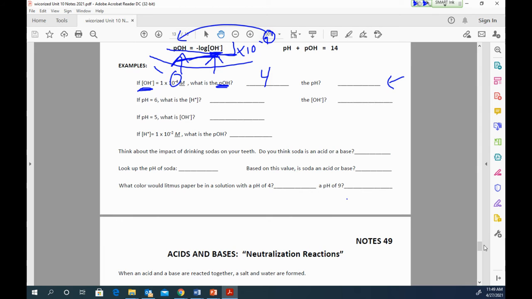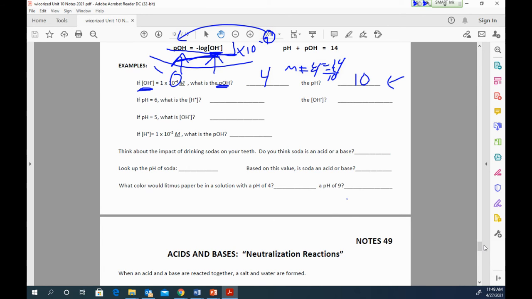So if its pOH is 4, and I put it in this formula, we don't know this one, so let's just put an M for missing. We have M plus 4 equals 14. Well, how do I figure out what that M is? I subtract off the 4, and that gives me 10. So my pH value is 10. Okay? That's how you work those.